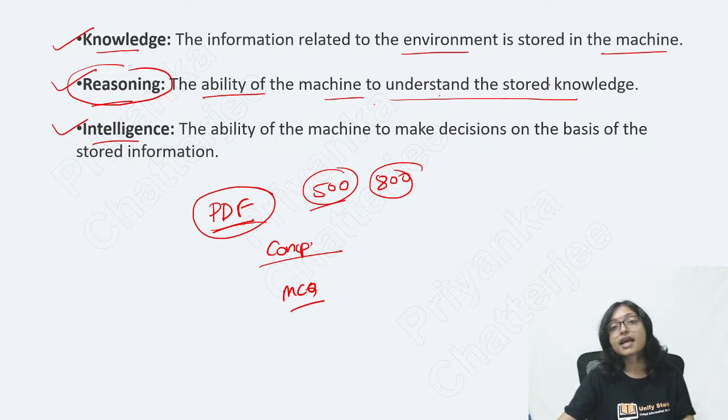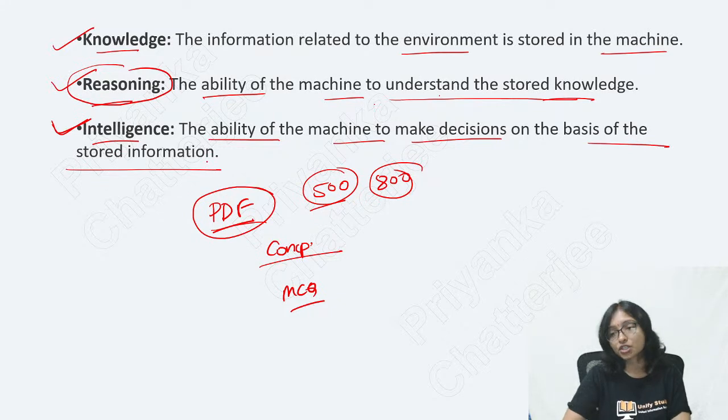That's why the machine also needs reasoning, to utilize the knowledge. The machine understands the stored knowledge, and intelligence is also required, the ability of the machine to make decisions on the basis of stored information.